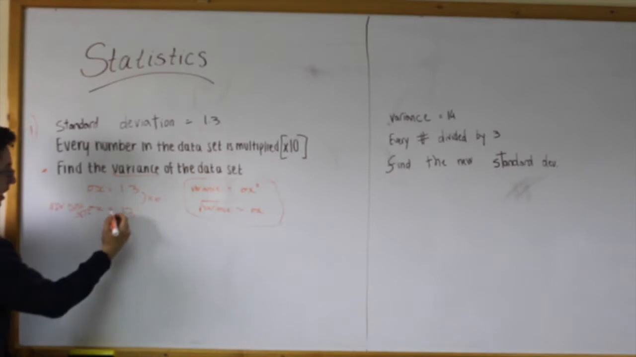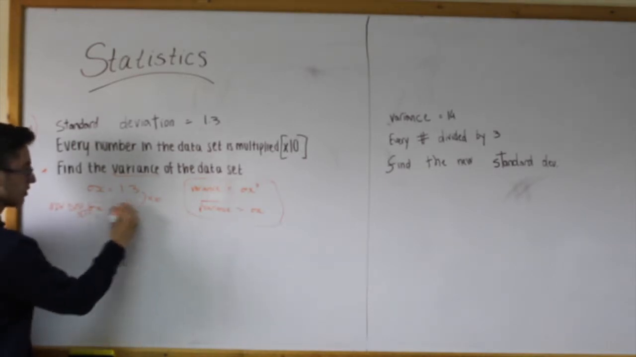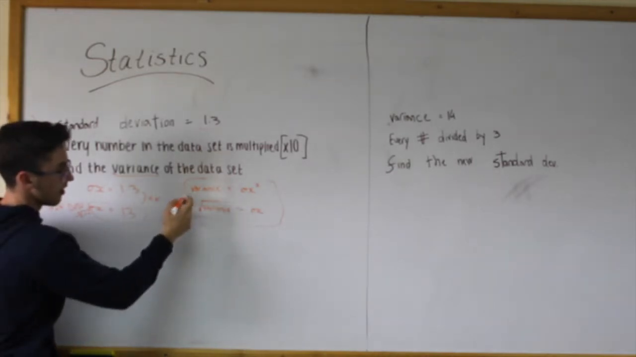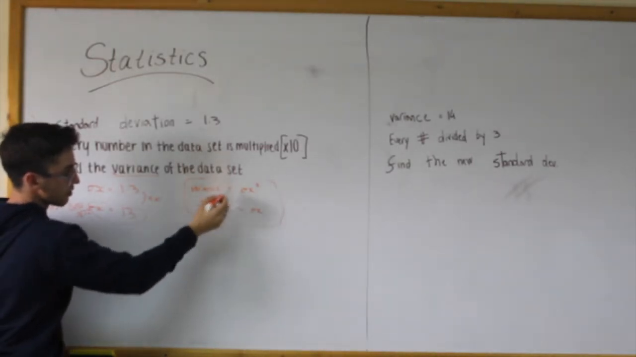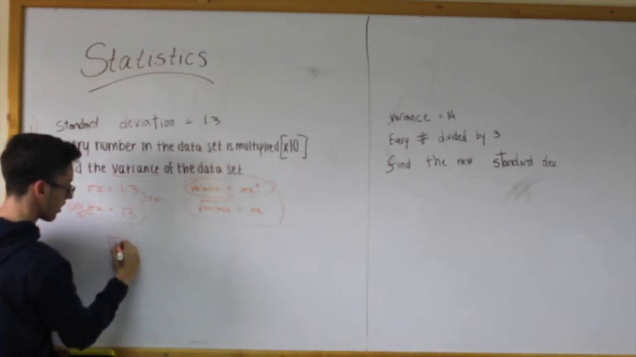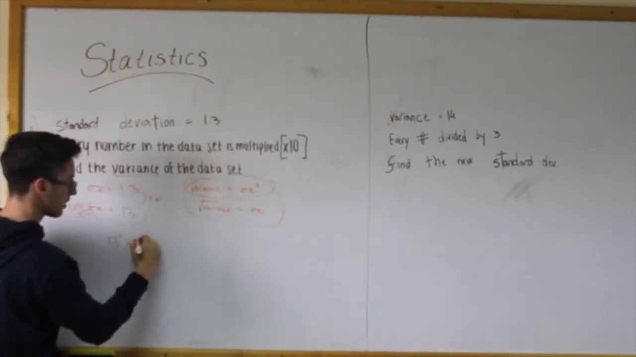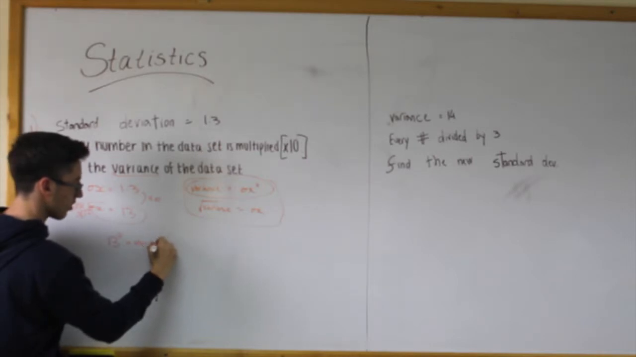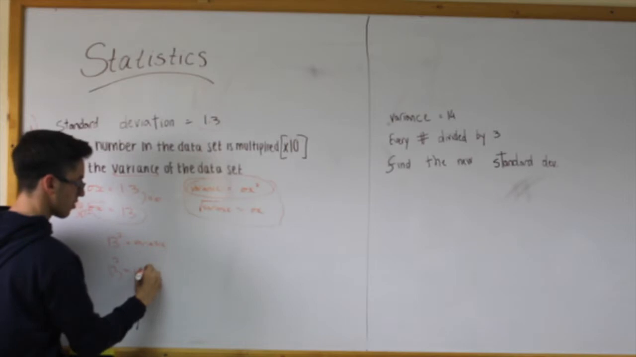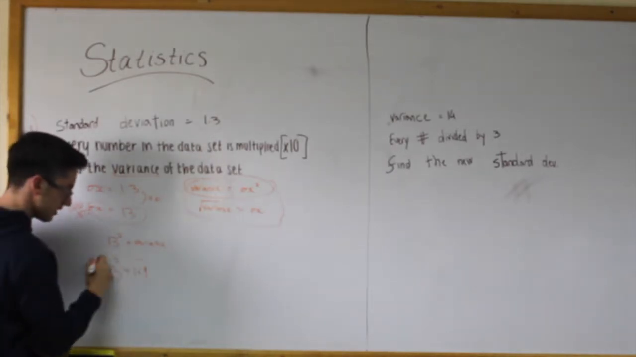So now, if we have that the standard deviation of the new data set is 13, and we want to find out the variance, then we would obviously use this formula right here. So it would be 13 squared equals the variance. So 13 squared is 169. So the variance of the new data set is 169.